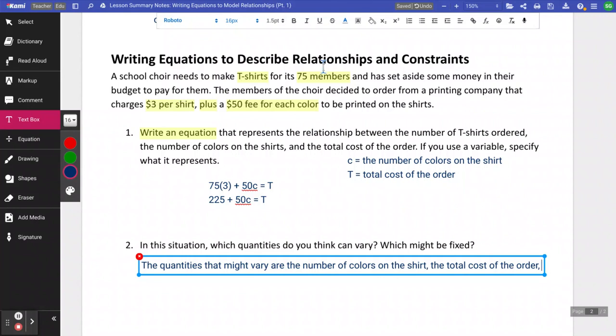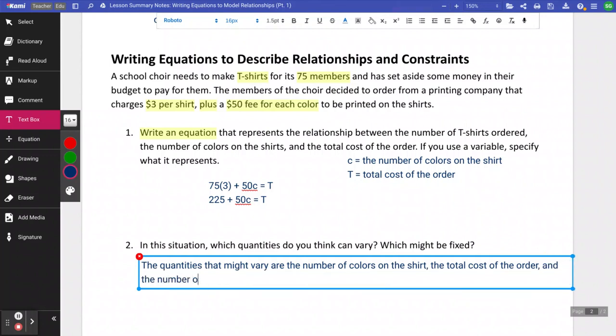The other thing that might vary is the number of shirts you're purchasing. Maybe before you go to place this order, someone joins the choir. That number of shirts then is something that could change. So we've got the total cost of the order and the number of shirts ordered.